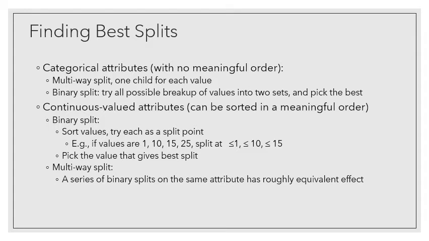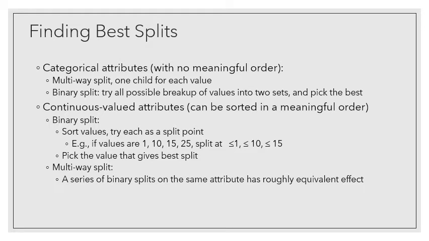So these categorical attributes can be split multi-way, one child for each value, or can be binary split, where we try all possible breakups of values into two sets and pick the best. In case of continuous valued attributes, we can binary split it. So sort values, try each as a split point. For example, if values are 1, 10, 15, 25, split at less than or equal to 1, less than or equal to 10, less than or equal to 15, like that. And pick the value that gives the best split. Or in a multi-way split, a series of binary splits on the same attribute has roughly equivalent effect.